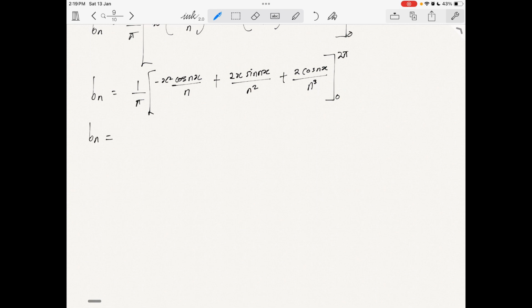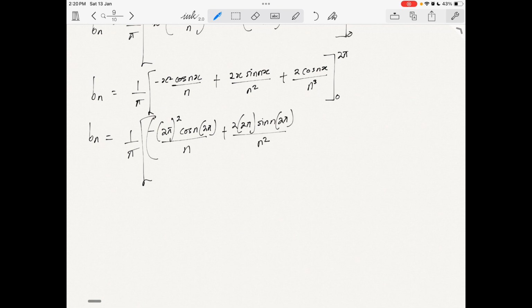So bn is 1 over pi, starting with the upper limit of 2 pi. And wherever we see x, we add 2 pi. That's minus into 2 pi squared cos n 2 pi over n plus 2 into 2 pi sine n 2 pi over n squared plus 2 cos n 2 pi over n cubed.